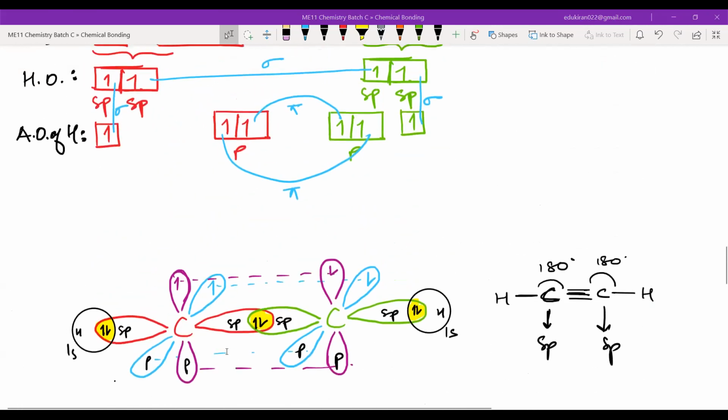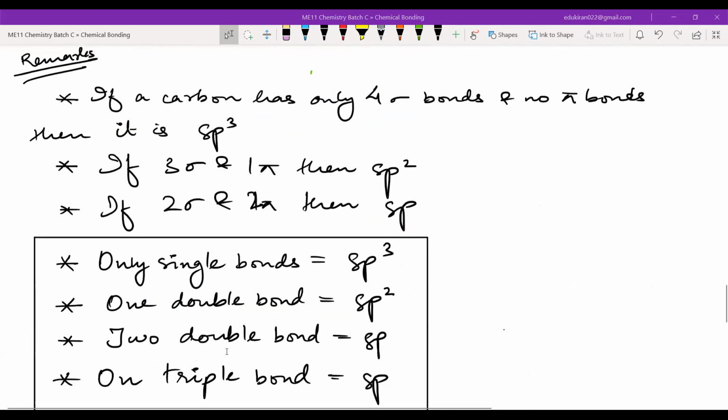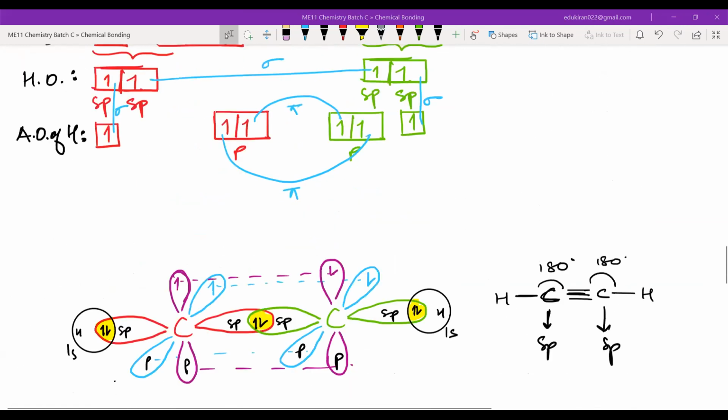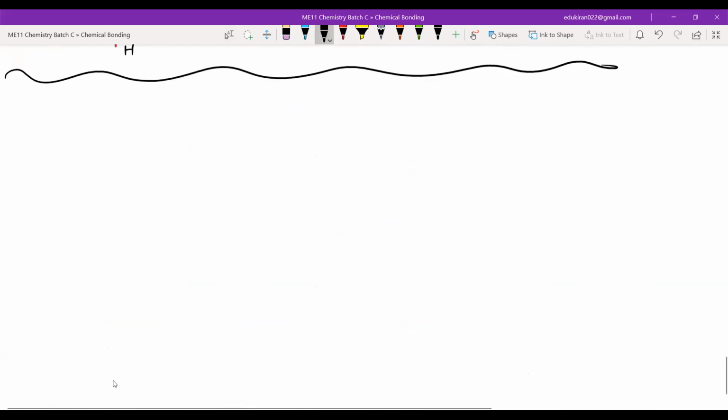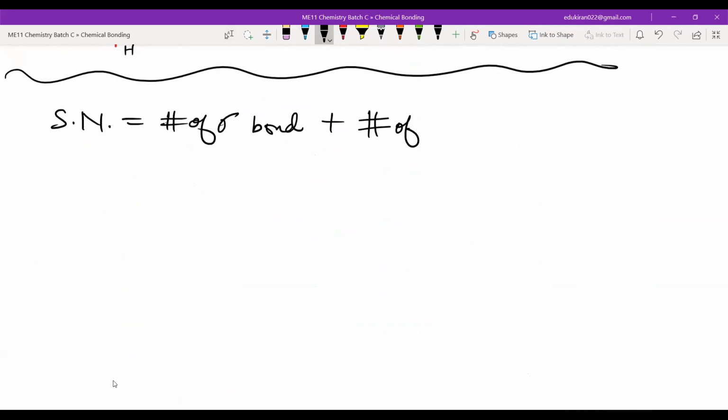So we have got this hybridization of different hydrocarbons also. Now we will move back to the steric number 4 that we were learning. Okay, steric number 4. Now see, please don't write these things. Let me just write it here. So steric number is equal to the number of sigma bonds plus the number of lone pairs. Okay, number of lone pairs.